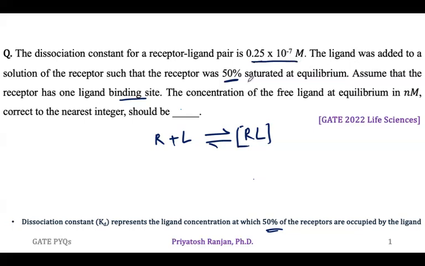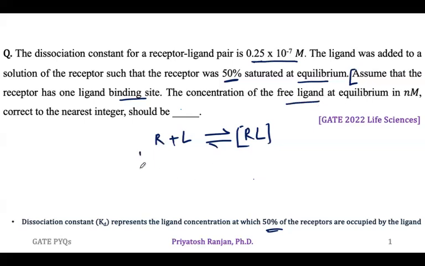The ligand was added to a solution of the receptors, and as mentioned already, the receptor was 50% saturated at equilibrium. So if something is 50% bound, that means 50% is free. And that's what they have asked in the next part. Assume that the receptor has one ligand binding site. The concentration of the free ligand at equilibrium in nanomolar.